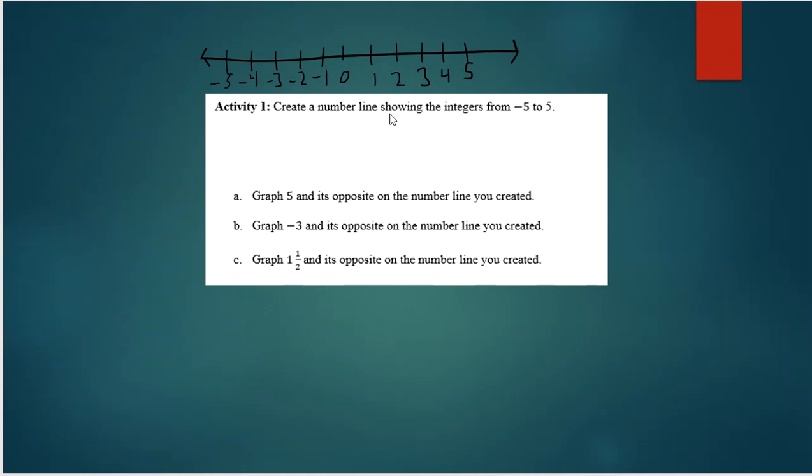Okay, so your number line should look like this. This is a number line showing the integers from -5 to 5. So here's 5, the opposite of 5 would be -5. So somehow on your number line, you should have shown that 5 and -5 are opposites. And then -3 and 3, those would be opposites. And then 1.5 is right here in between 1 and 2. And the opposite of that would be -1.5, which would be right in between -1 and -2.